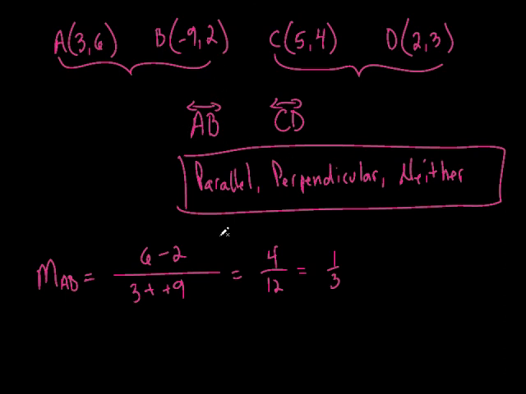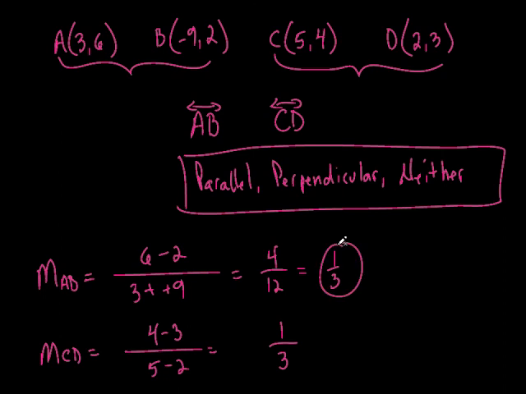Now what do we have to find? The slope of CD, right? So we got to find the slope of CD. So let's subtract the y's. So it's 4 minus 3. Remember, the y's go on top. It's rise over run. So 4 minus 3 over what? 5 minus 2. So that's what? 4 minus 3 is 1 over 5 minus 2 is 3.